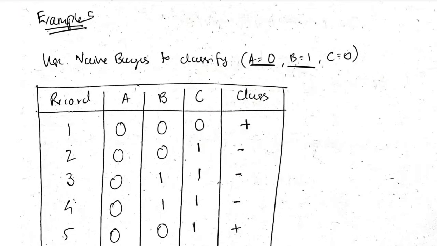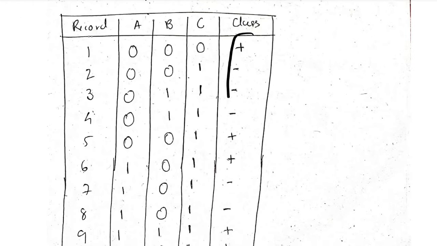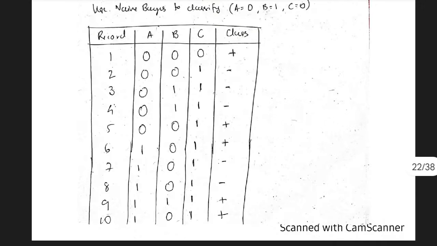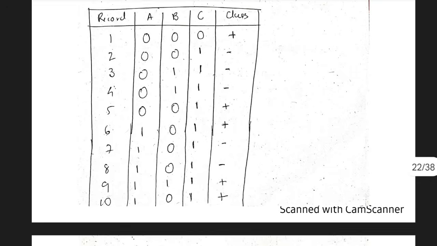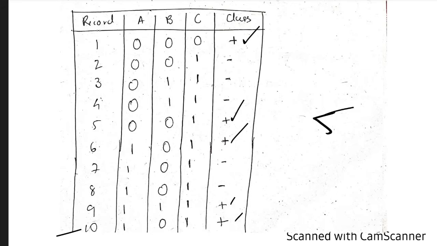Okay, let's have a look at one more question, which is use Naive Bayes classifier to classify A is equal to 0, B is equal to 1, C is equal to 0. This is what new instance given to us. Now tell me, what is the output? This is the output. How many values are there? Plus and minus means two values are there. Count and tell how many plus is there, how many minus is there. 5 plus is there, total 10 values, 5 minus will be there. That means 0.5, 0.5 are the plus and minus probabilities.